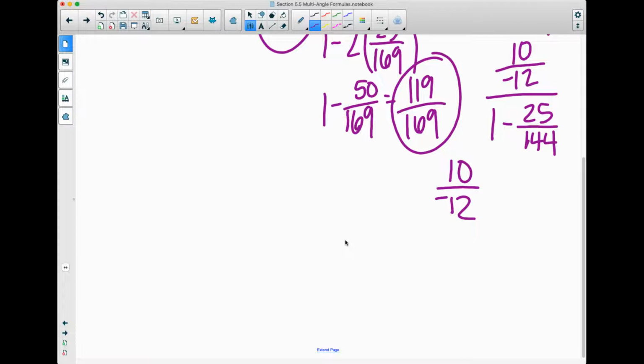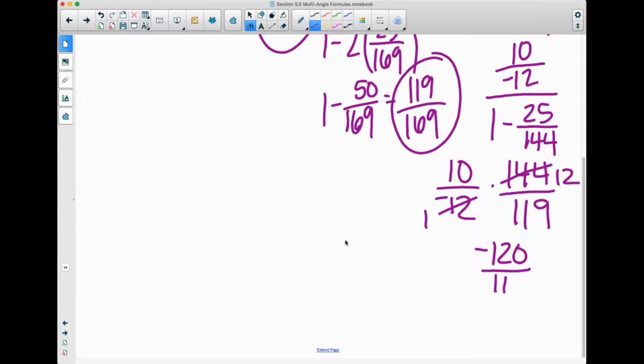This becomes, what's 144 minus 25? 119. So if we multiply by the reciprocal, so looking at there's that number sense again that I was looking at, I can say, well, I can change this, like the old school math you used to do in elementary. 10 times 12 is a whole lot nicer than 10 times 144 and then 12 times 119 and then reducing that. Okay, so we have our negative 120 over 119.